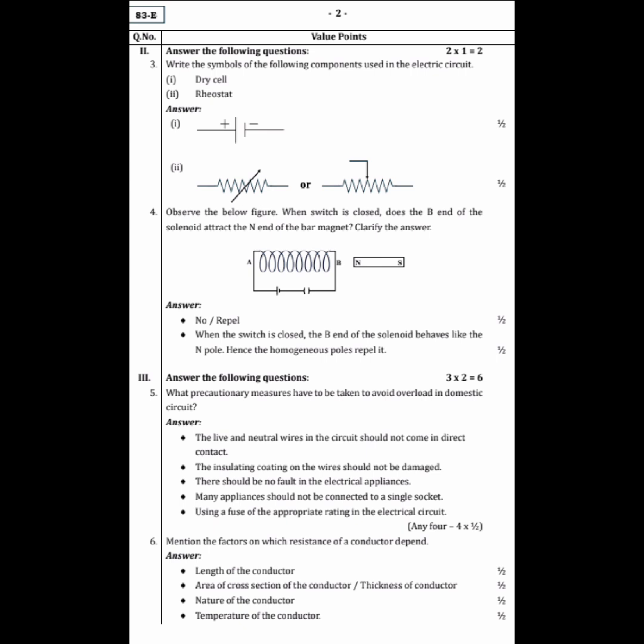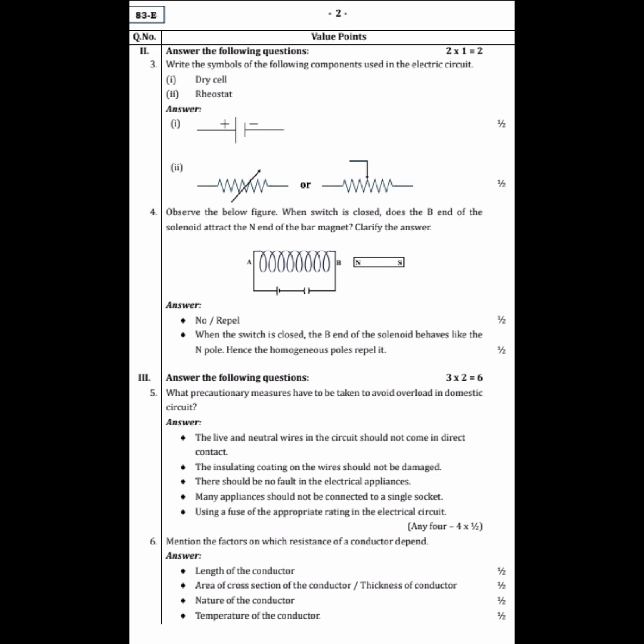Third main, answer the following question. Fifth question is what precautionary measures have to be taken to avoid overload in domestic circuit? Answer is the live and neutral wires in the circuit should not come in direct contact. Next point, the insulating coating on the wires should not be damaged. Next point, there should be no fault in the electric appliances. Next, many appliances should not be connected to a single socket. Next point, using a fuse of the appropriate rating in the electric circuit.